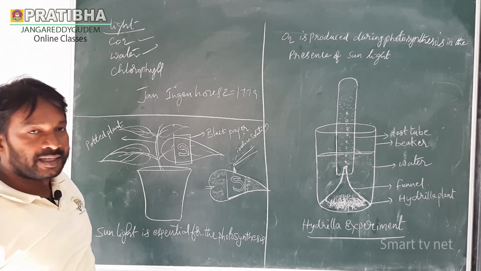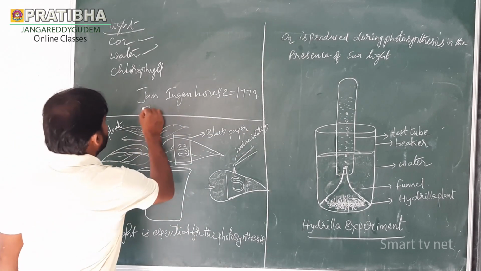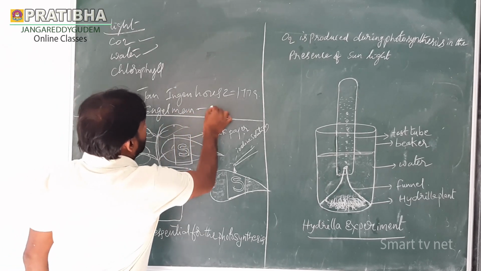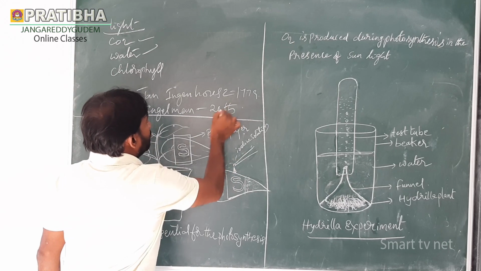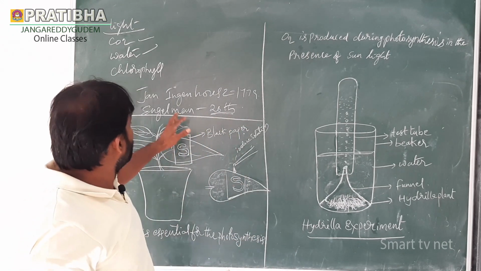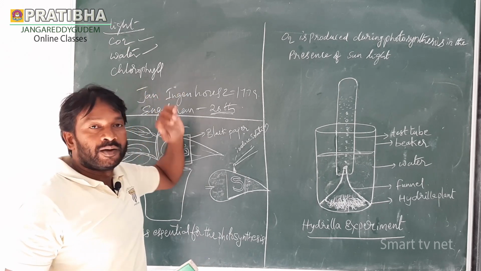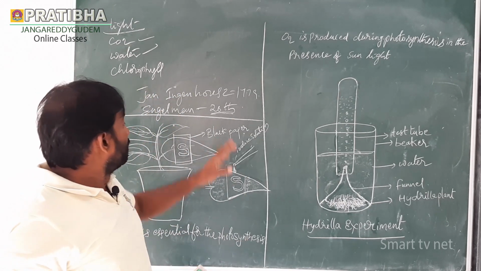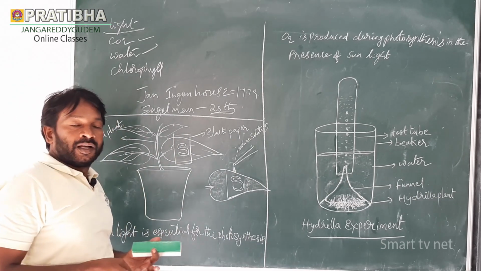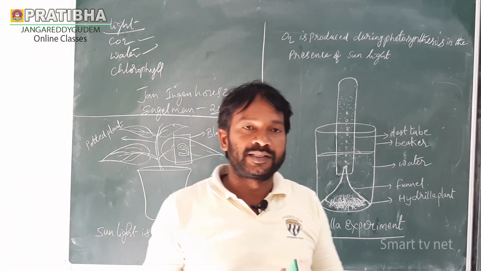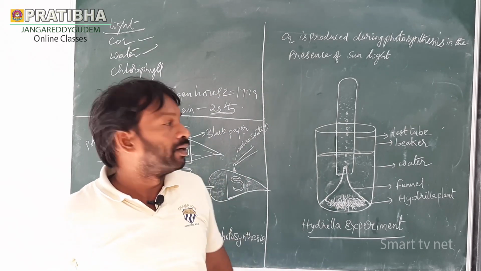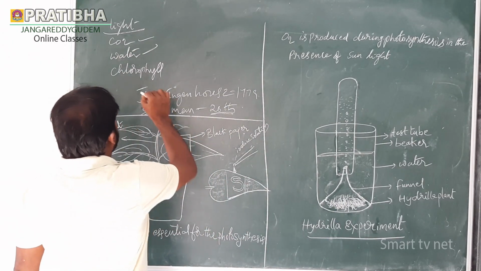Next, another scientist, Engelmann, in the 20th century, came and supported the John Ingenhousz experiment. He also observed that oxygen sensitive bacteria are more crowded where the light is more.